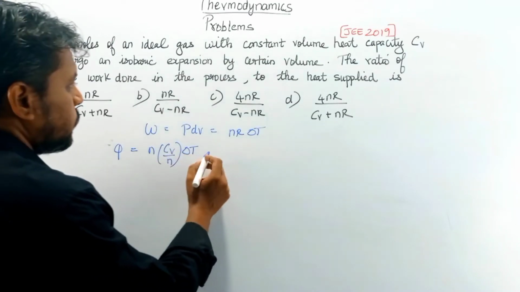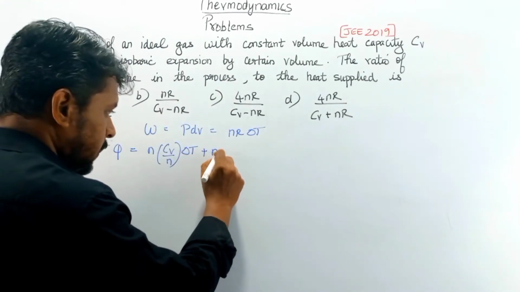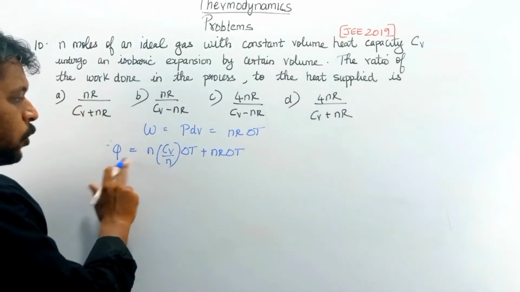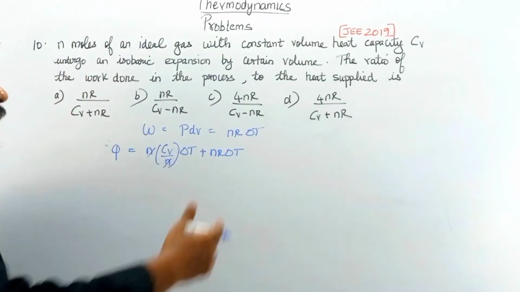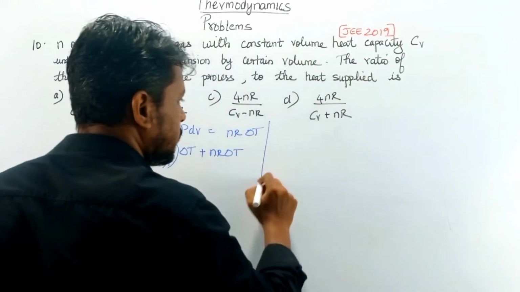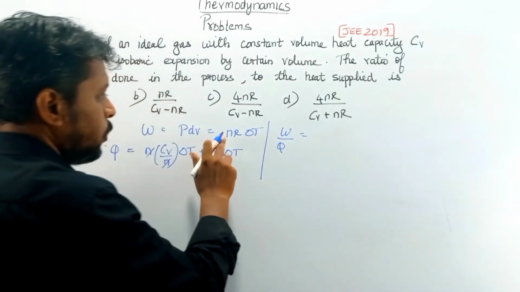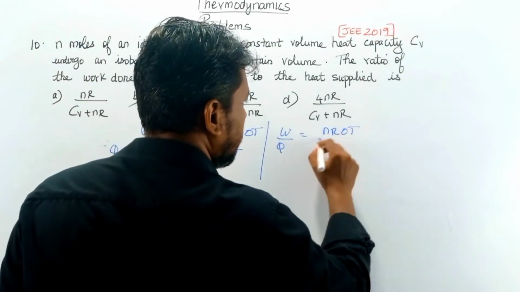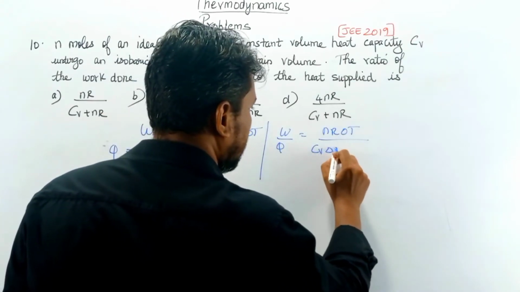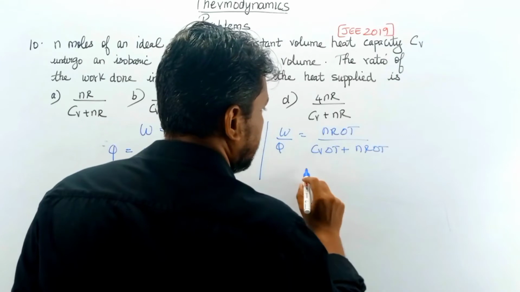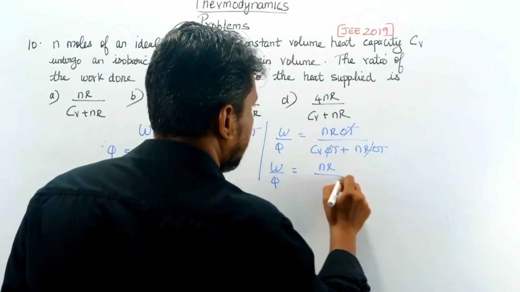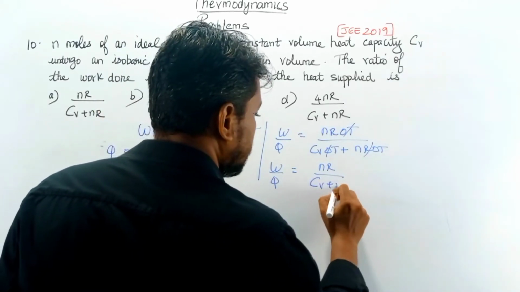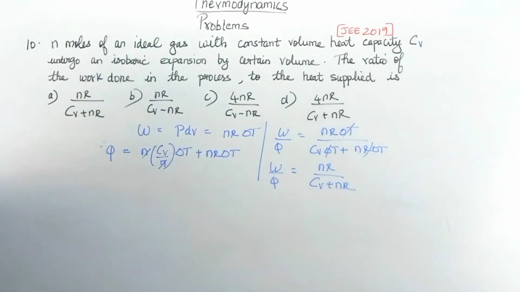Next, plus the work done, that is nR delta T itself. So Q will be CV delta T plus nR delta T. They are asking the ratio of work done and heat supplied, so they are asking the value of W by Q. W is nR delta T, divided by CV delta T plus nR delta T. When you cancel all the delta T, the remaining is W by Q equal to nR by CV plus nR. This is the ratio. So here option A is the right answer.